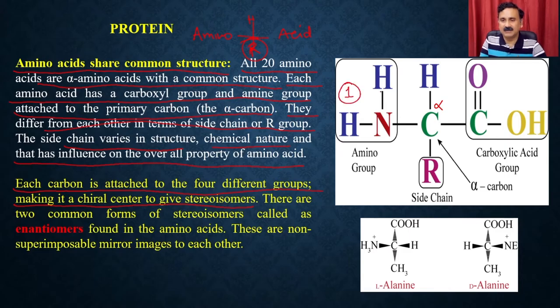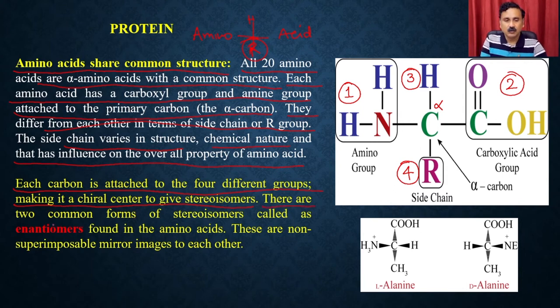Because this C alpha carbon is connected to four different functional groups: functional group number one, which is the amino group; functional group number two, which is the acid group; the hydrogen, which is the third group; and a side chain or the R group, which is the fourth. Because of these four different groups attached to this particular carbon, it is a chiral center, so it gives stereoisomers.